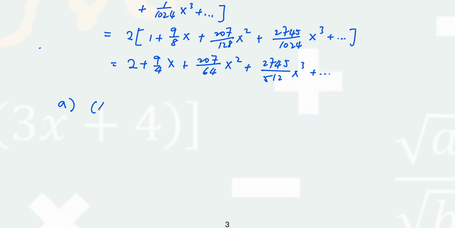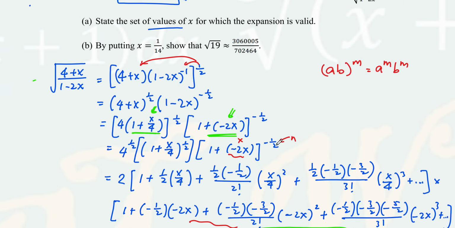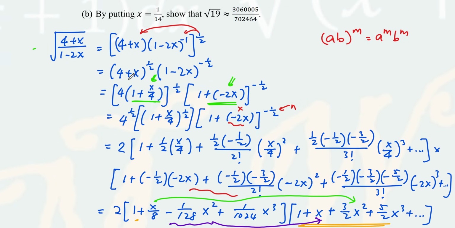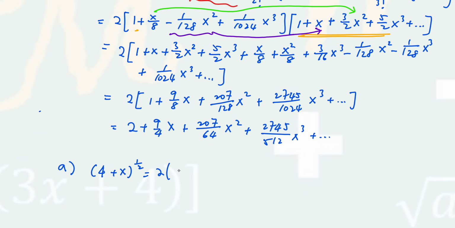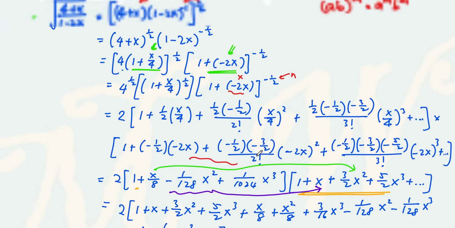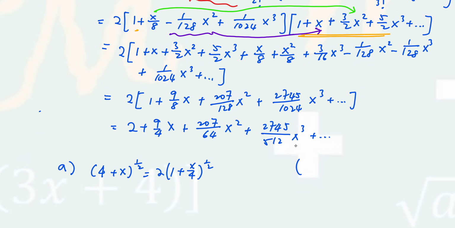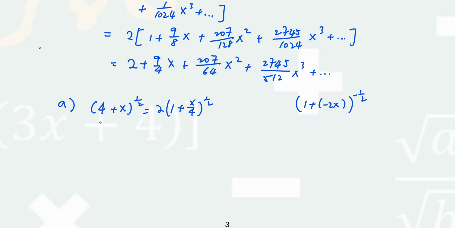Okay, (4 plus x) to the power half. This is 2 times (1 plus x over 4) to the power half, because 4 to the power half is 2. Then another one is (1 plus negative 2x) to the power negative half.